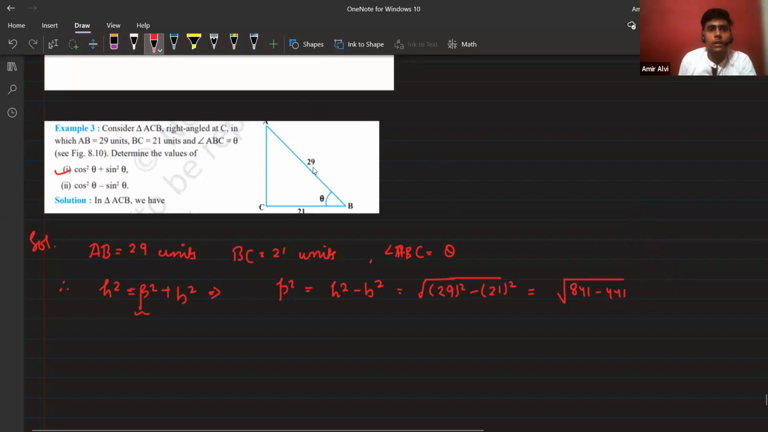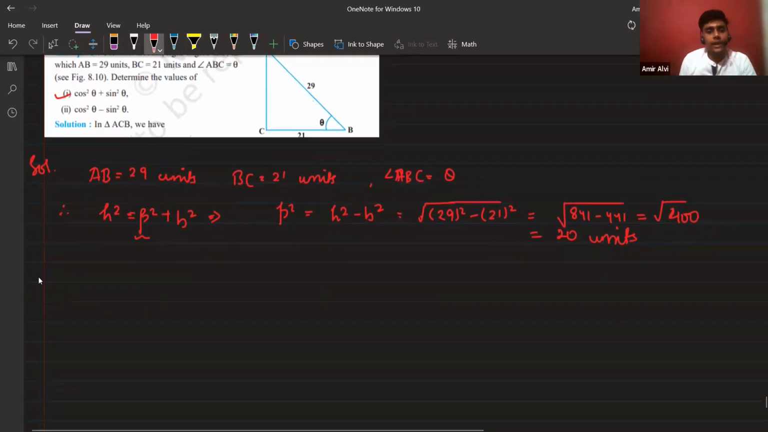What is there in the root left? It is 400. Which will be equal to 20 units. Am I right or wrong? Yes, sir. 20 units would be the answer, because the square root of 400 will be 20. Got it? Yes, sir.